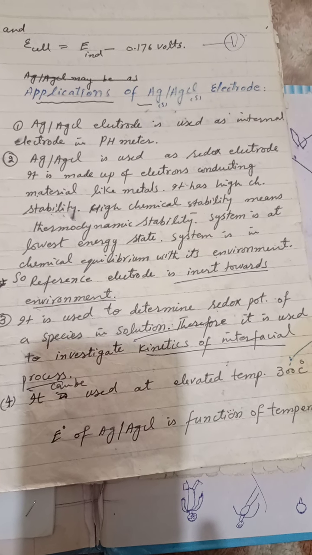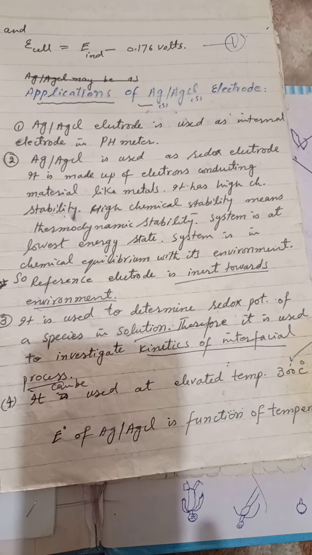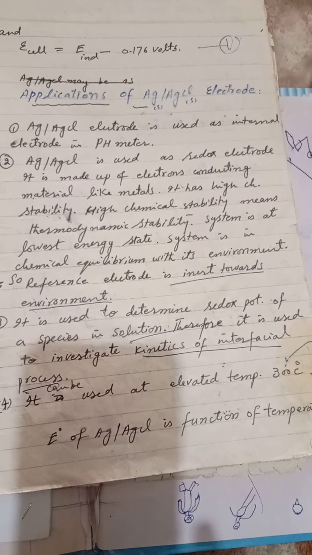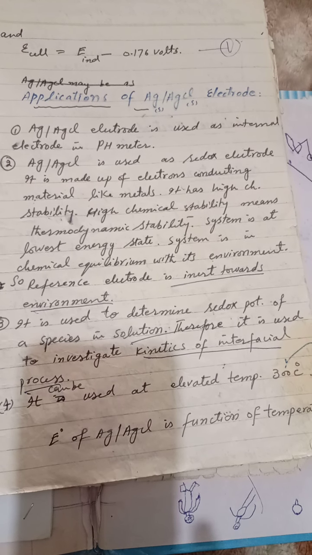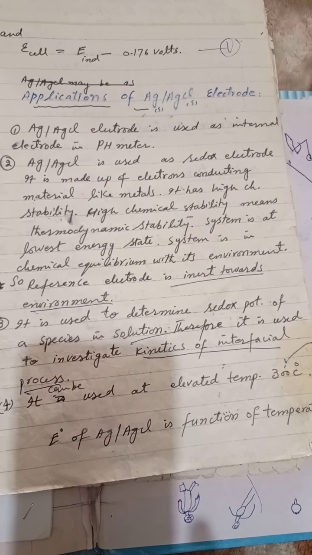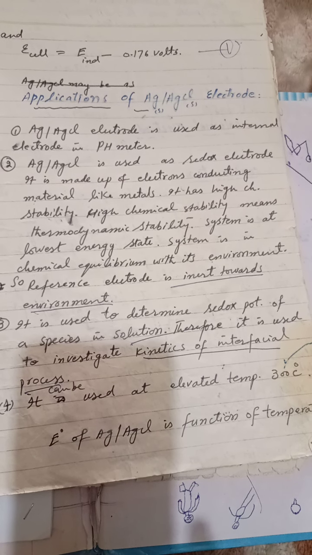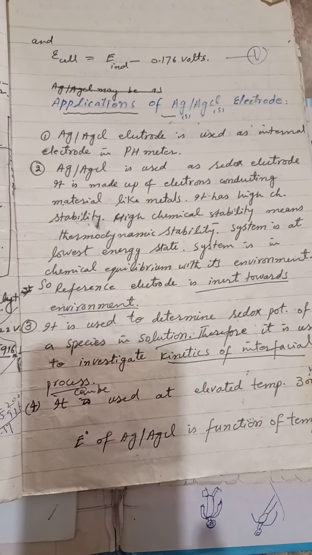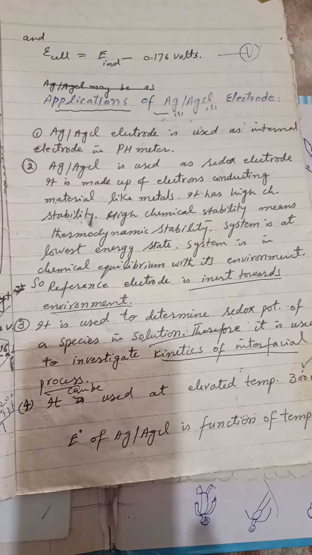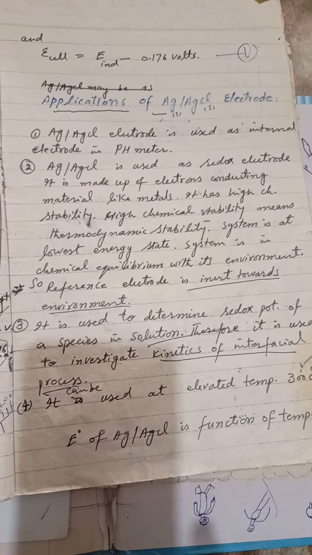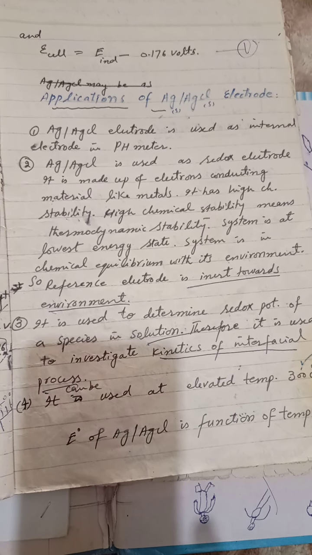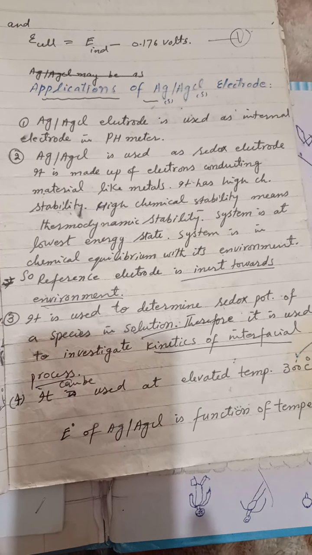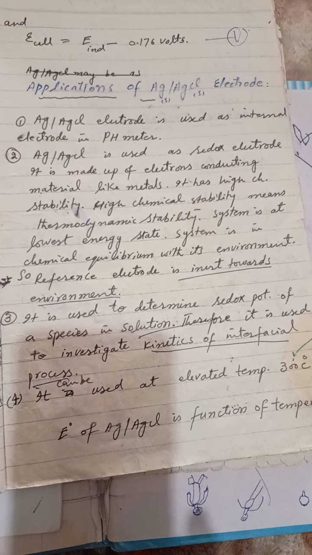It is made up of electron-conducting material like metals. It has high chemical stability. High chemical stability means thermodynamic stability. The system is at the lowest energy state, in chemical equilibrium with its environment. So the reference electrode is internal, inert towards the environment. This is a good reference electrode. It does not react with the analyte solution. It is used to determine the redox potential of a species in solution.